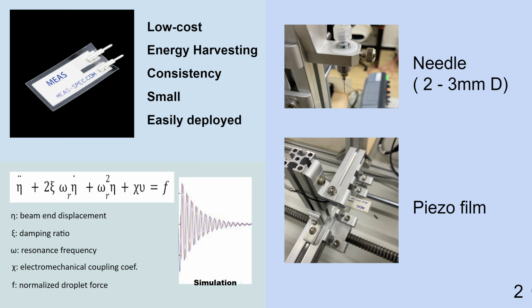So we use a needle to control the drops. Needles have 7 different diameters, so they can produce 7 different sizes of droplet, from 2 millimeters to 3 millimeters. And the piezo film is clamped under the needle. We treat our piezo film as a damped cantilever beam. In this assumption, we can successfully simulate the signal of a single drop. The equation is at the bottom left of this page.